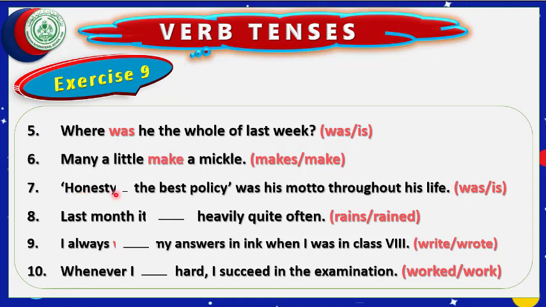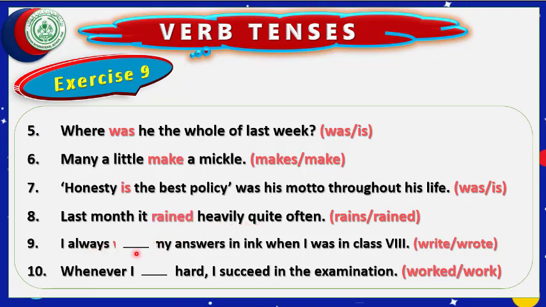Honesty is the best policy. Options are is, was. It will be completed in present simple because nothing is here to show that we are talking in past. Let us move to the next. Last month it dash heavily. Last month means we are talking about past. And when we talk about past, we use a second form. Last month it rained heavily. Let us move to the next.